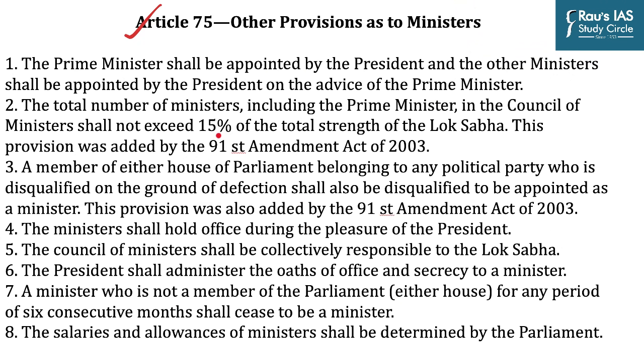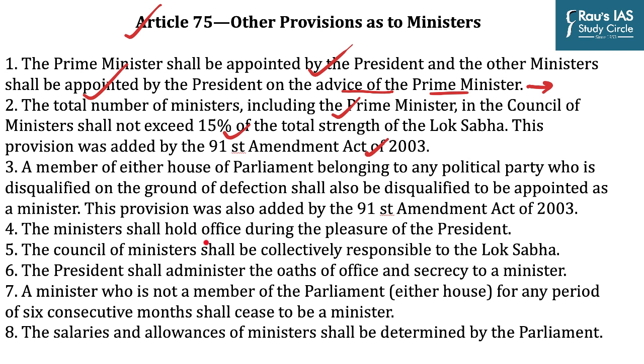Then Article 75. We know how Article 74 has already created the Council of Ministers headed by the Prime Minister. But how they will be appointed is dealt with in Article 75, which says the PM shall be appointed by the President and other ministers shall be appointed by the President on the advice of the Prime Minister. And this is the power which makes the position of Prime Minister a key person in the parliamentary democracy, because he is the one who decides who will be the minister and who will not be the minister. There is a limit on the total number of ministers, including the Prime Minister, which shall not exceed 15%. This provision was inserted later on in 2003 by the 91st Constitutional Amendment.